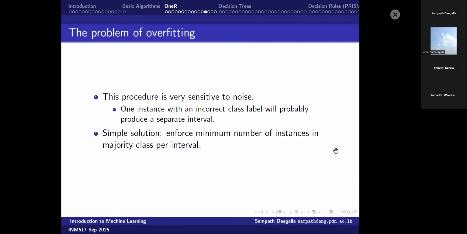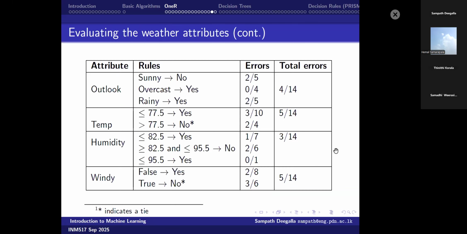Okay, so if you go back, this is exactly what we have observed. The humidity ranges are, if the value is less than or equal to 82.5, it's yes. And greater than 82.5 and less than or equal to 95.5 is no. Okay, there's a small mistake here. It should be greater than 95.5. It should be yes. And the outcome is 3 out of 14.